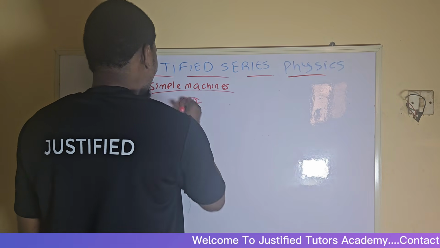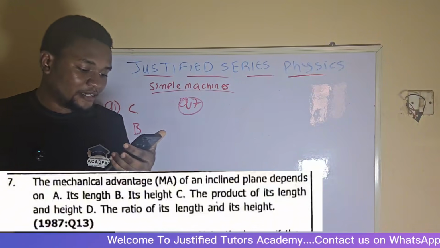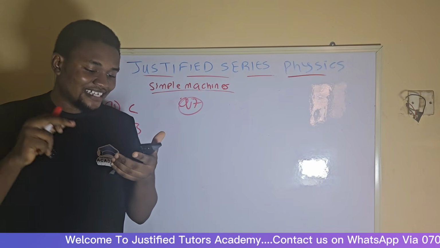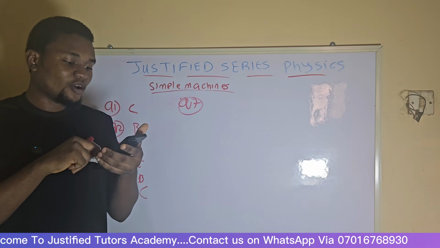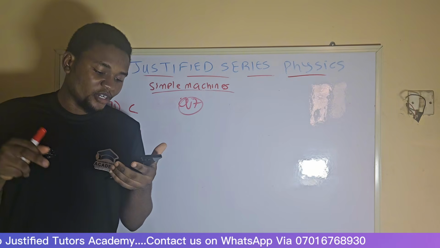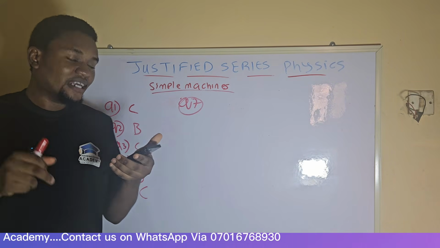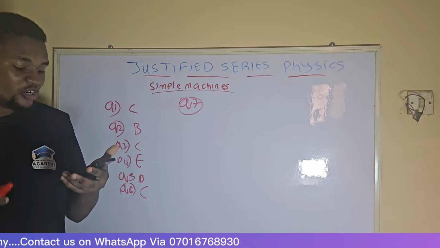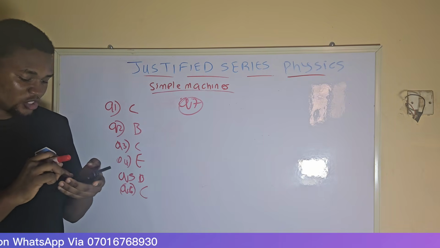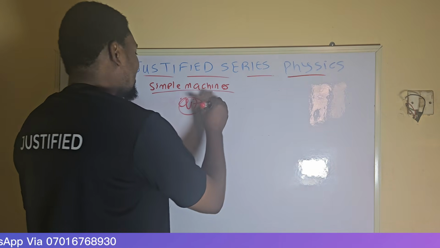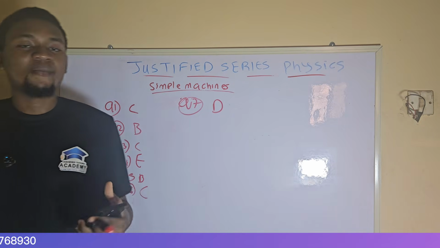Question 7 says the mechanical advantage of an inclined plane depends on: A, its length; B, its height; C, the product of its length and height; D, the ratio of its length and height. What is the correct answer? The correct answer is option D. The mechanical advantage depends on the ratio of its length and height. All these things you need to know, these are the areas that JAMB usually asks questions from. So question 7 is D.